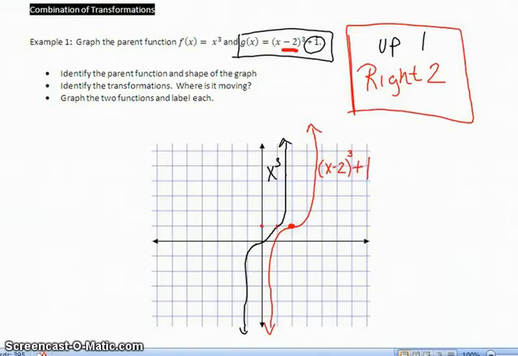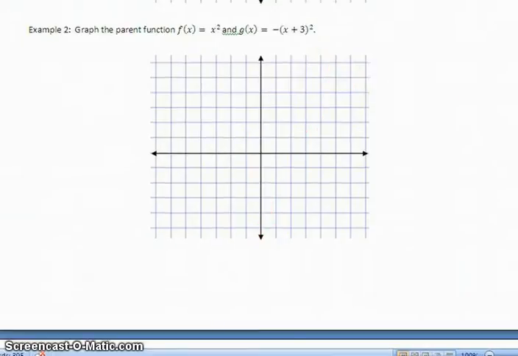Why don't you pause the video now and give example 2 a try. When you're ready, restart the video to check your answer. All right, let's see how you did. The first thing you should have noticed about the parent function is that it is a power and even, and its general shape is a parabola going through the vertex. So that is your parent function of x squared.